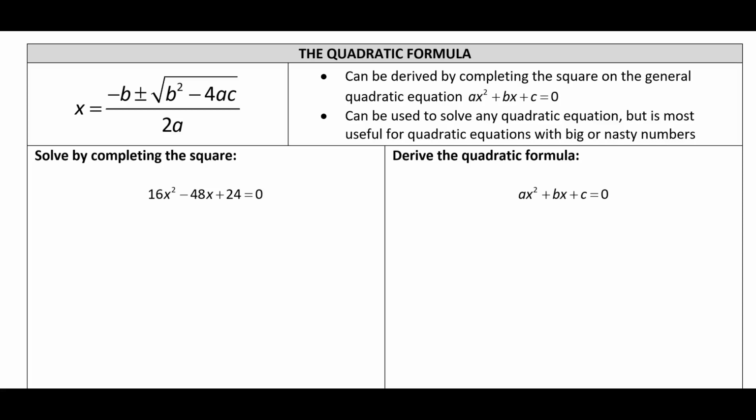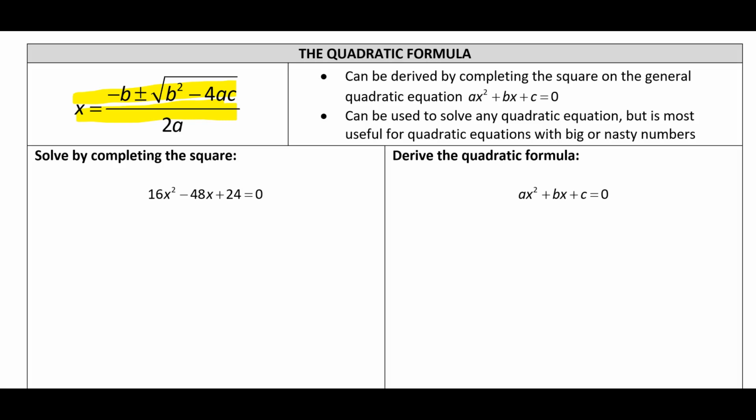Hi guys, this lesson is on the quadratic formula. So today we're going to be talking about how to solve quadratics using one more method. So this formula at the top here, negative b plus or minus the square root of b squared minus 4ac all over 2a, is a formula you need to know. That is the quadratic formula.